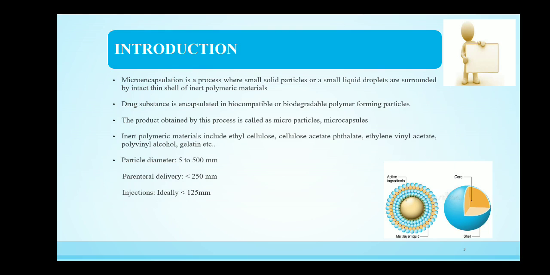It is a simple process in which fine particles of solid or droplets of liquid ranging from 1 to 5000 microns are covered with a thin film of coating material. Here the particle diameter ranges from 5 to 5000 mm. For parenteral delivery, it is less than 250 mm. For injection, it is less than 125 mm.